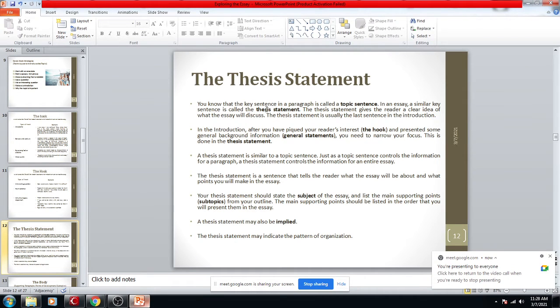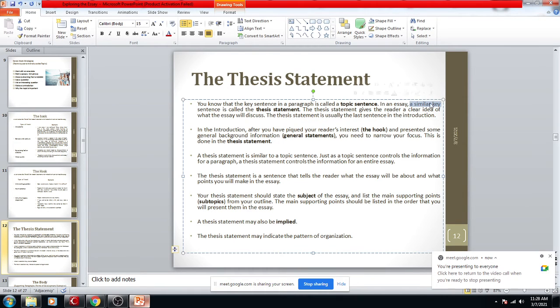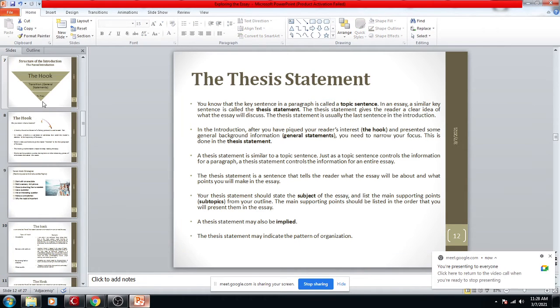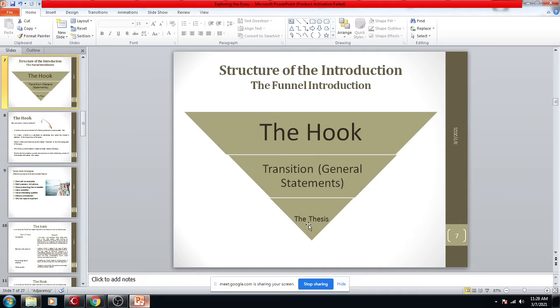You know that the key sentence in a paragraph is called a topic sentence. In an essay, a similar key sentence is called the thesis statement, or just simply the thesis. The thesis statement gives the reader a clear idea of what the essay will discuss. It is usually the last sentence in the introduction. Remember the funnel introduction here? The funnel, this is your thesis. You move from the hook to the thesis. In between you have your transitional statements that make the linkage between the two clear.